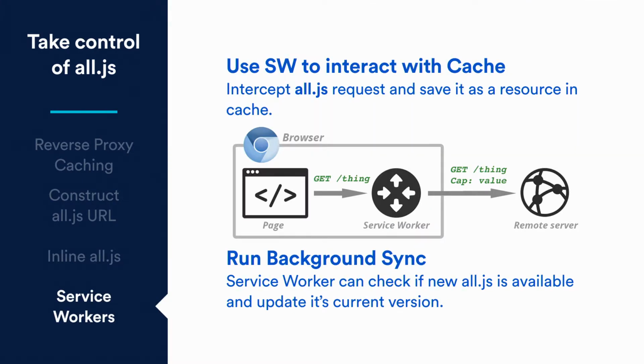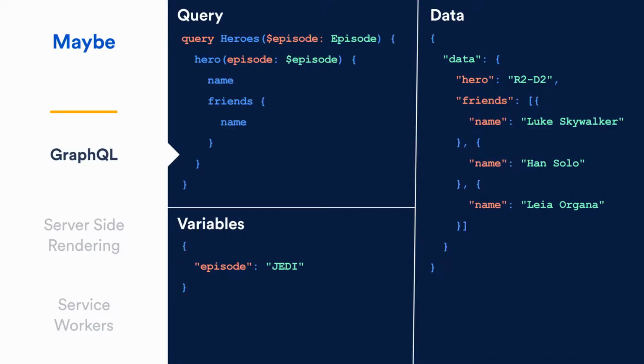Finally, you could use service workers. And service worker is a fairly new addition to the browsers, and it comes in a form of additional JavaScript that you ship with your application, and it lives separately from it. So it runs in the background. And the nice thing about it is that it can intercept the requests, and it could cache the responses. So in theory, you could use it for caching the all.js file and preventing the request from being made. There are a few other interesting maybes, like GraphQL.